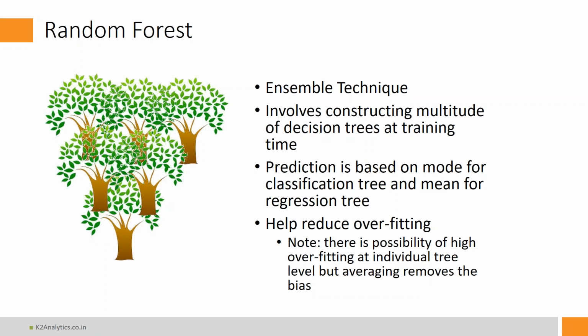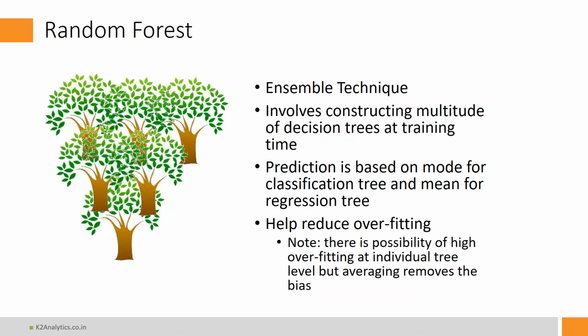As such, the random forest technique by itself is an ensemble model. It involves constructing a multitude of decision trees at training time. The prediction is based on the mode for classification. That is, if we are trying to predict class 1 or 0, then you do voting. Mode means the maximum number of models are saying what. If they are saying 1, then the output will be 1. If the maximum number of models are saying 0 for a given record, the predicted class will be 0. And mean for a regression tree.